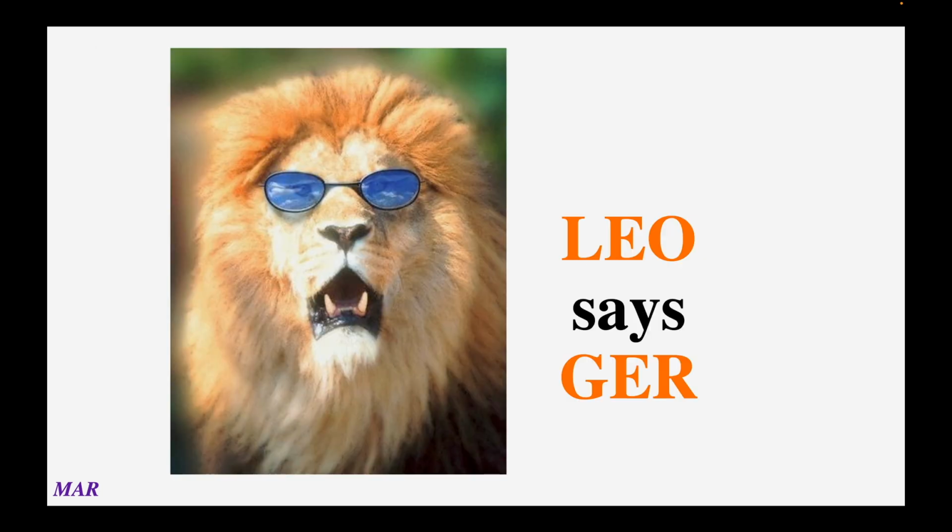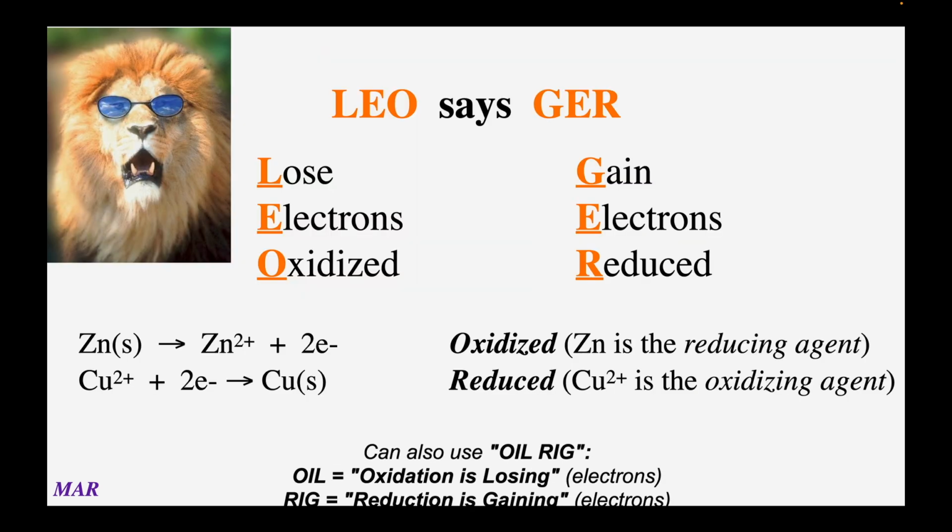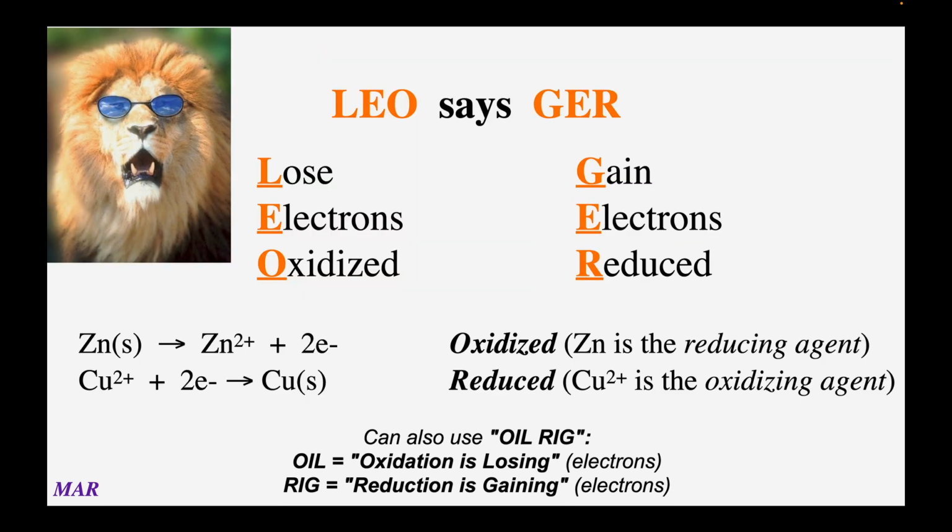Have I introduced you to my friend Leo the Lion? And Leo the Lion says, "Ger!" And no, your instructor has not completely lost it, probably partially, but not completely anyway. This is an acronym. Leo says GER. Leo stands for lose electrons oxidized, and GER stands for gain electrons reduced.